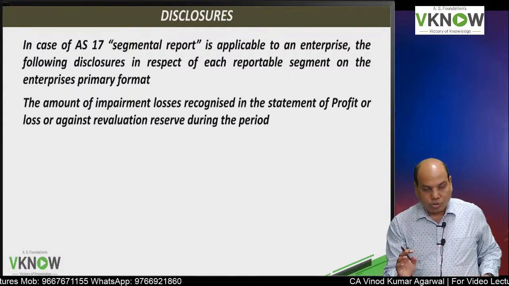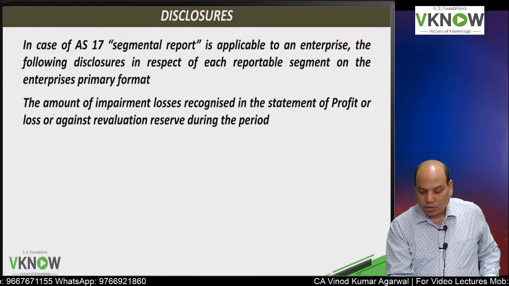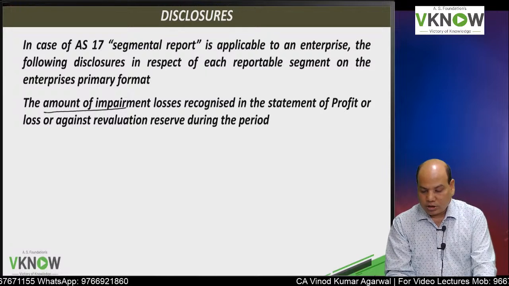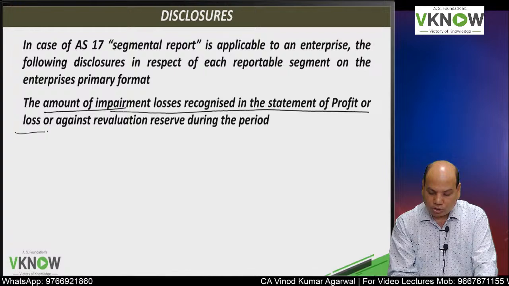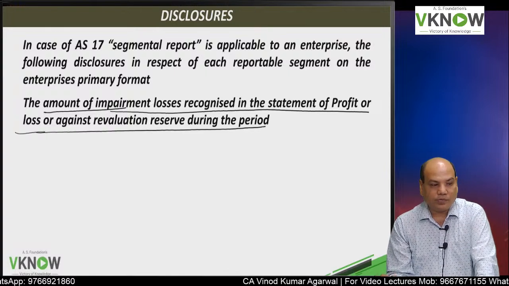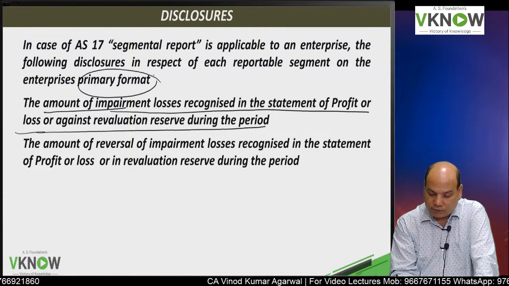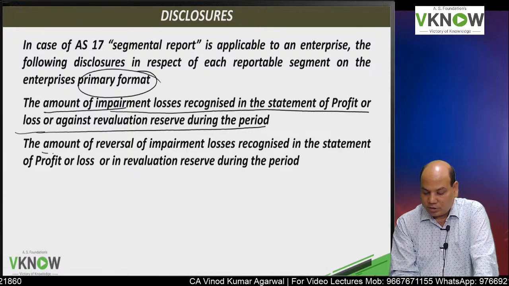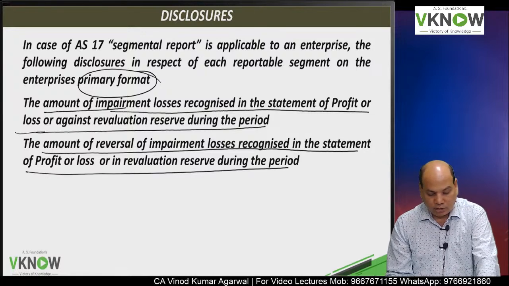So what are the disclosures for the primary format? The amount of impairment loss recognized in the statement of profit or loss or against revaluation reserve during the period. This is the information to be given in the primary format. And the same thing for reversal of impairment loss in the P&L account or revaluation reserve.